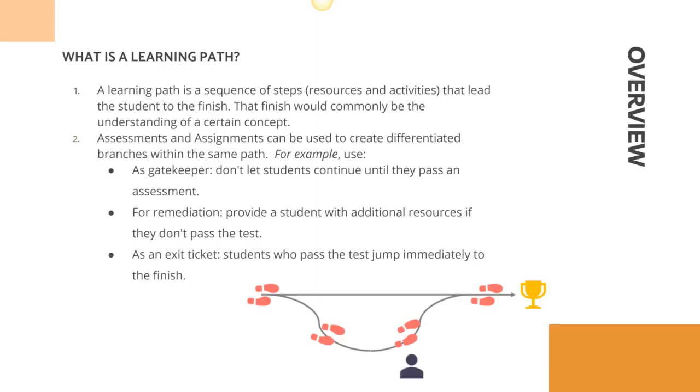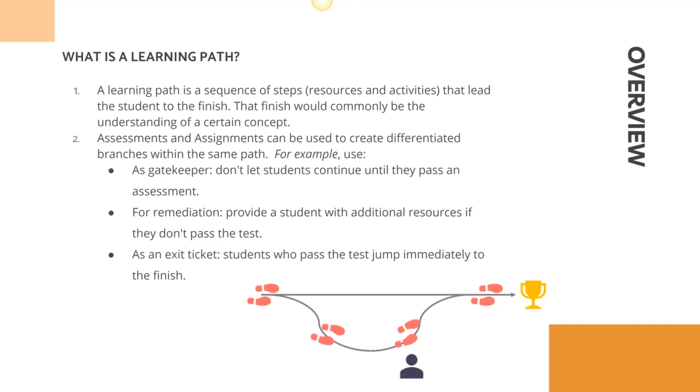You can think of a learning path as a sequence of steps that a student must complete in order to show understanding of a concept. That path may vary from student to student and can be set up differently by a teacher. So you may have a list of items that you want the students to complete, but based on how they do on certain assessments throughout that path, they may go a different route throughout the learning path.